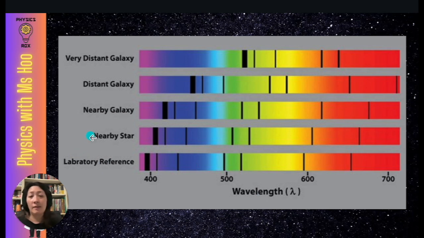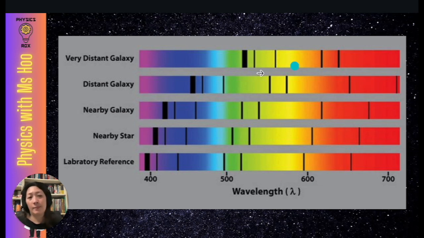When we look at a nearby star, we find that these bands have shifted towards the red end of the spectrum. So now the red end is on the right hand side. Don't remember left or right side, remember the colors. So you can see red end is now on the right side. These black bands have shifted towards the red end, so they've red shifted. For the nearby galaxy, the black bands have shifted even more towards the red. Distant galaxy, even more so, and very distant galaxy, even greater redshift.